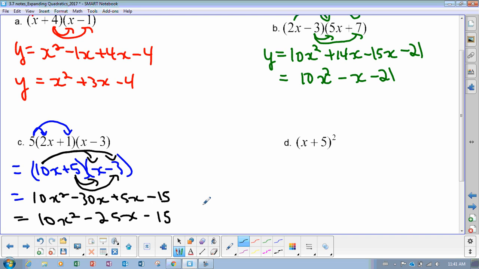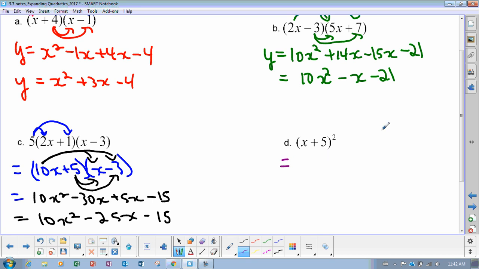Now, oftentimes, a lot of books and different things like that talk about this acronym called FOIL, which stands for first, outside, inside, last. Yes, it works, but it only works for binomials, so I don't like using that acronym. I'd rather just think of it as a distributive property being used 4 times, because that's what's happening mathematically. So if you have a tutor or your parents are helping you and they're using FOIL, it means the same thing that we're doing right now, but like I said, it doesn't work for anything beyond binomial times a binomial, and I don't want it to end up confusing you.